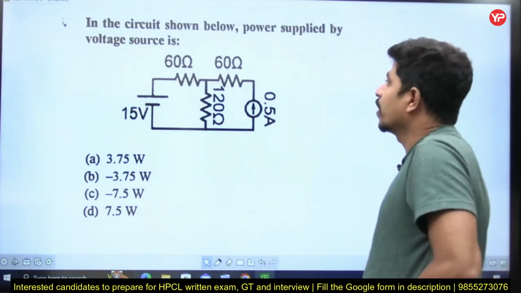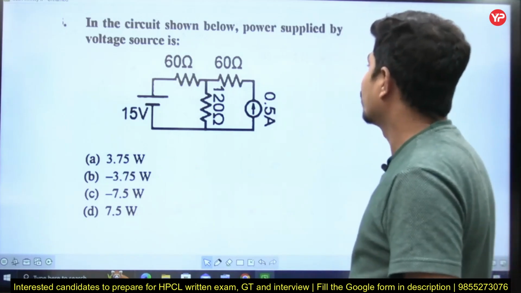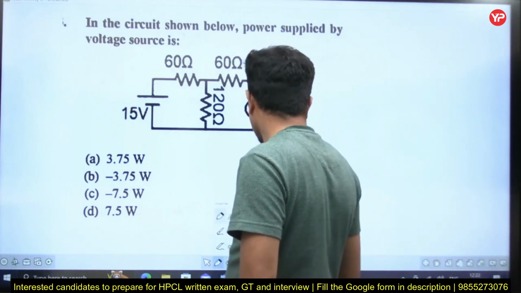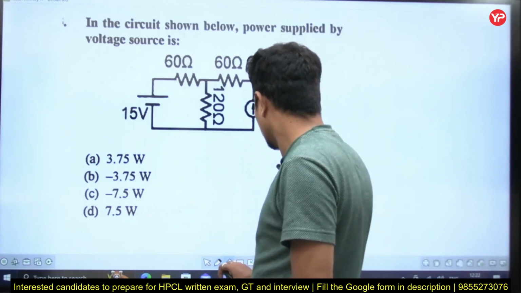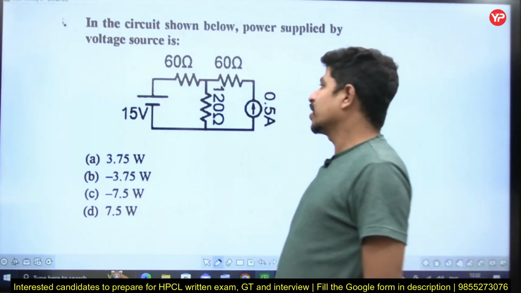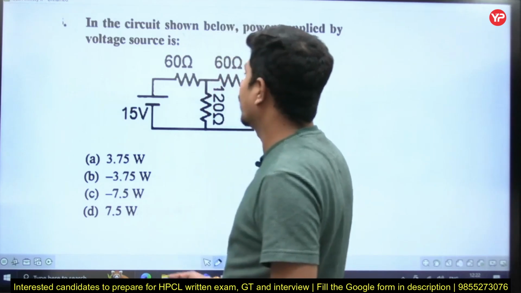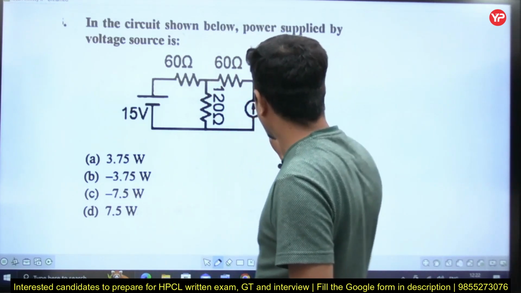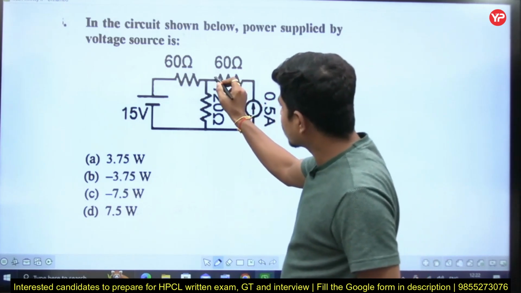The very first question is: in the circuit shown below, the power supplied by the voltage source is... There is a voltage source of 15 volts. So he is asking how much is the power supplied by that voltage source. Now observe it. For that we have to find the currents. So what I do is, this current is 0.5 amperes. You see, this current is 0.5 amperes.